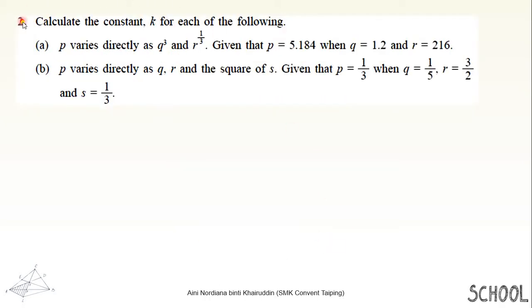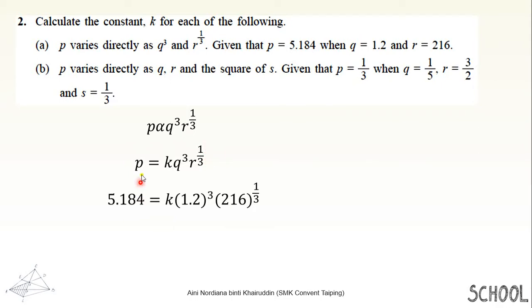So question number 2, calculate the constant k for each of the following. A, P varies directly as Q cube and R to the power of 1 over 3. Given that P equals to 5.184 when Q equals to 1 over 2 and R equals to 216. So first, write in relation form. Next, write in the equation form, P equals to K Q cube R to the power of 1 over 3.